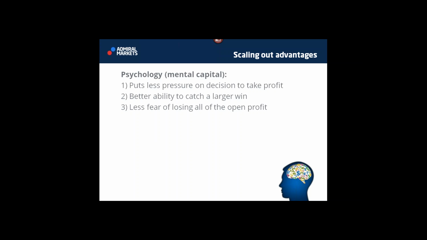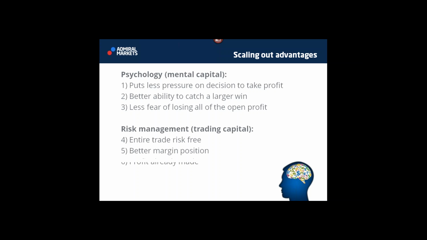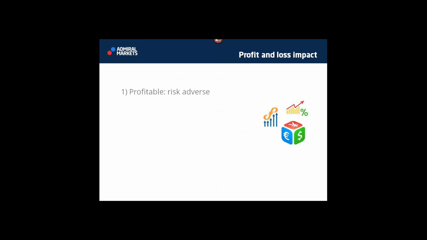Also, there's less fear of us losing all that open profit. And then of course there's also the risk management side of things. There's risk off the table, which means that if we close some profit, the entire trade could be risk-free, or even in profit. There could be therefore a better margin position, and we are also able to enter a new setup. So that means that we've got new opportunities to trade. Perhaps that could be a difference if we close part of the trade. So yeah, those are all the advantages, or some of the advantages.